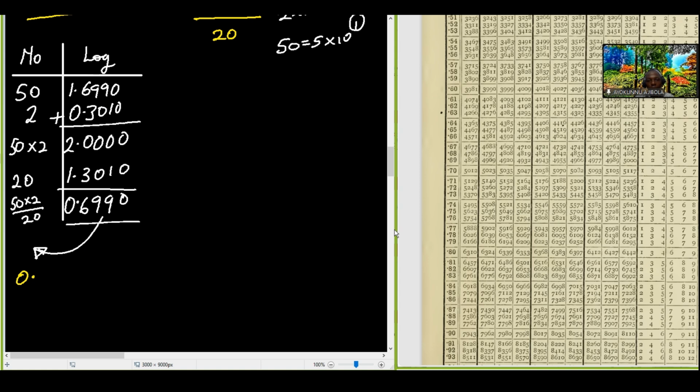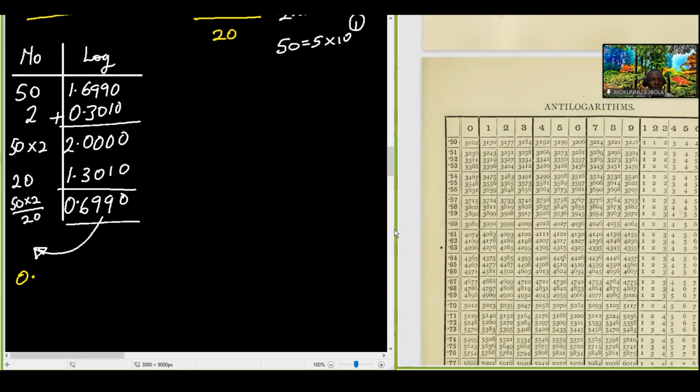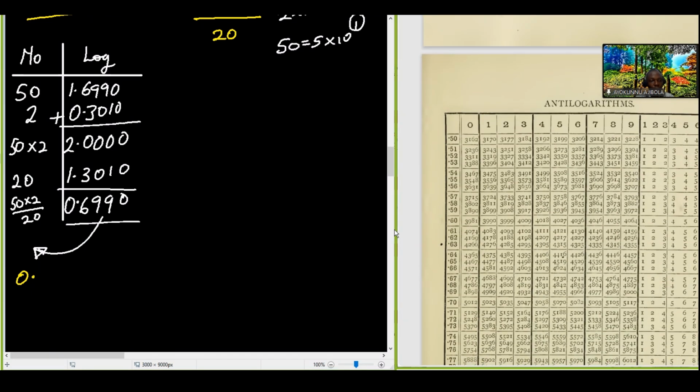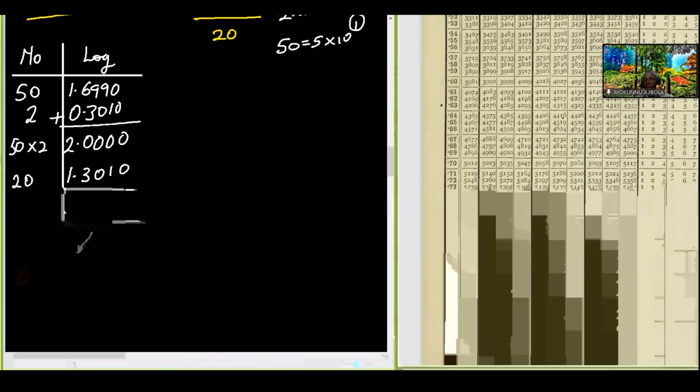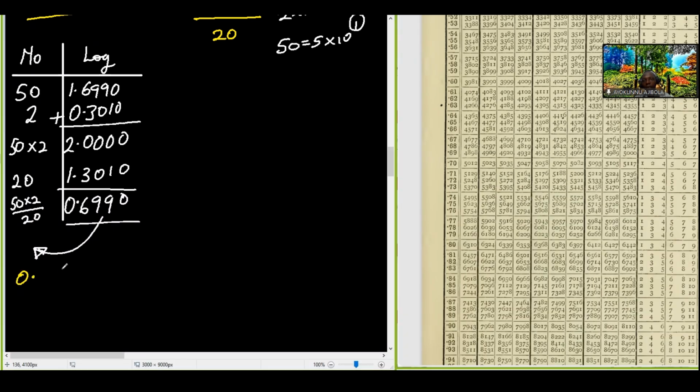Then I move under 9. This is under 0 here. So 1, 2, 3, 4, 5, 6, 7, 8, 9. Under 9 is 5000. Then it says difference 0. The difference starts from 1 if you see it at the top here. So there's no difference 0. So what we arrive at there is 5000.